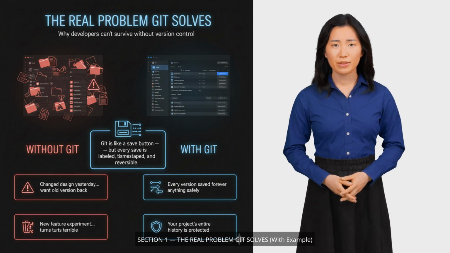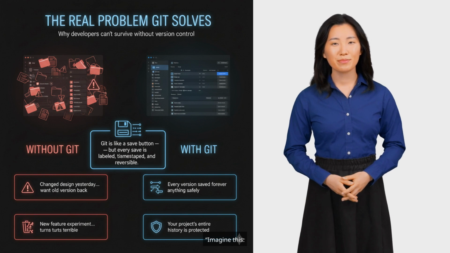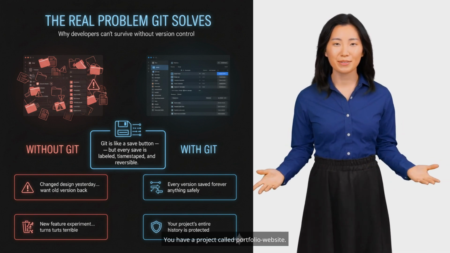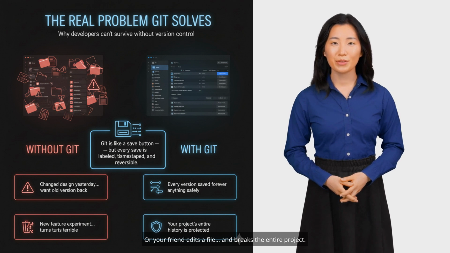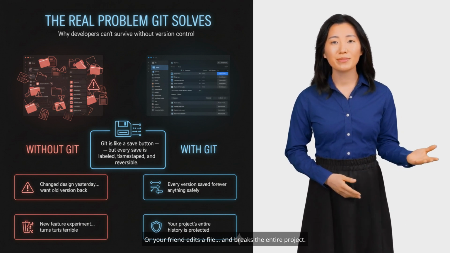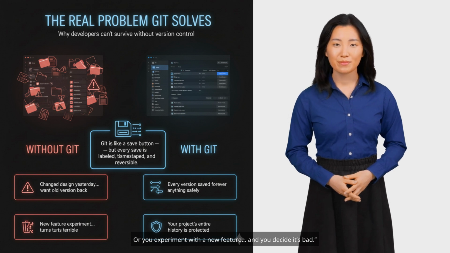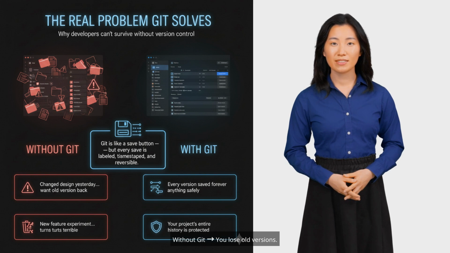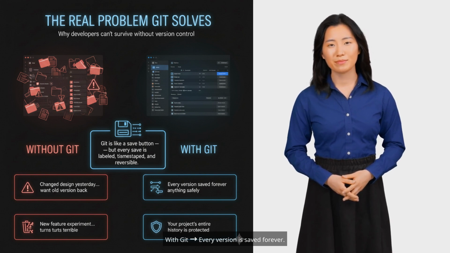Section 1. The real problem Git solves, with example. Imagine this. You have a project called Portfolio Website. You change the design today, and tomorrow you want it back. Or your friend edits a file and breaks the entire project. Or you experiment with a new feature and you decide it's bad. Then, without Git, you lose old versions. With Git, every version is saved forever.